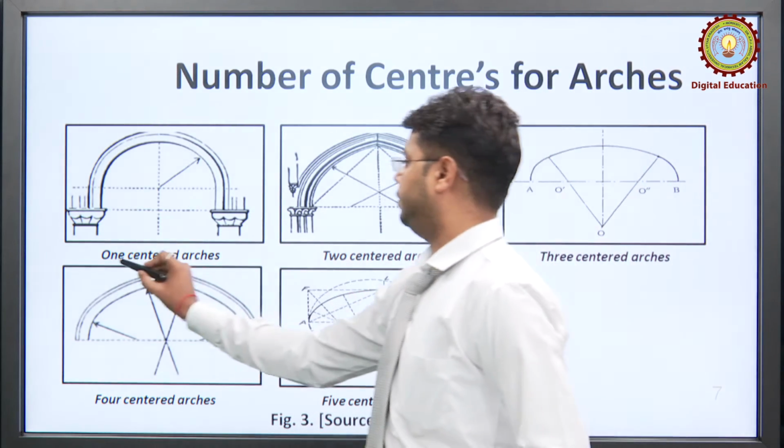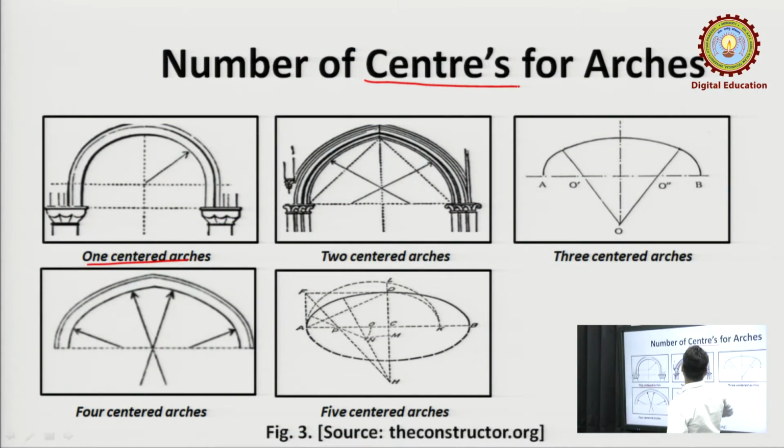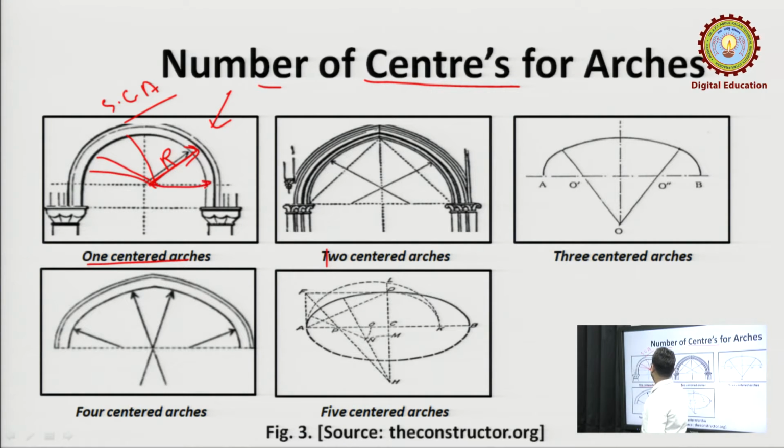This is based on the center, the number of arches based on the centers. There are a total of 5 arches here. You can see that this looks like a semicircular arch, and here there is only one radius. All the radii are the same from a center. If this is the center of the arch, then the radius from the center is the same. Now we can say that this is the one centered arch.